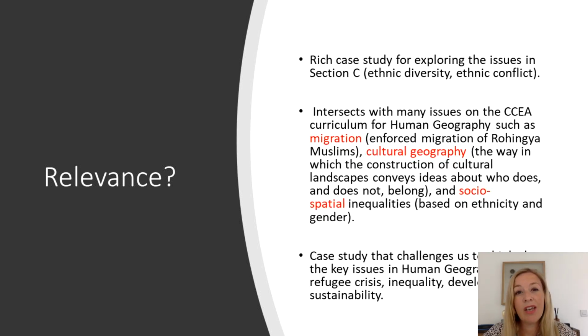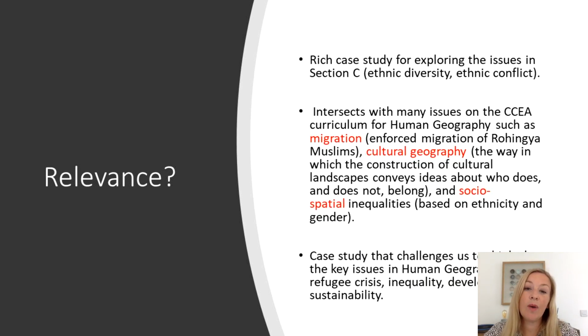So it's quite a rich case study and still very much evolving, so it's quite fresh and it gives us plenty of scope to talk about these things that are important in human geography, such as diversity, such as inequalities, such as nationalism, territoriality. All of that is going on in Myanmar and the students seem to get a lot from it. So hopefully today there might be some material for you to use in your own classrooms over the course of the next couple of years.